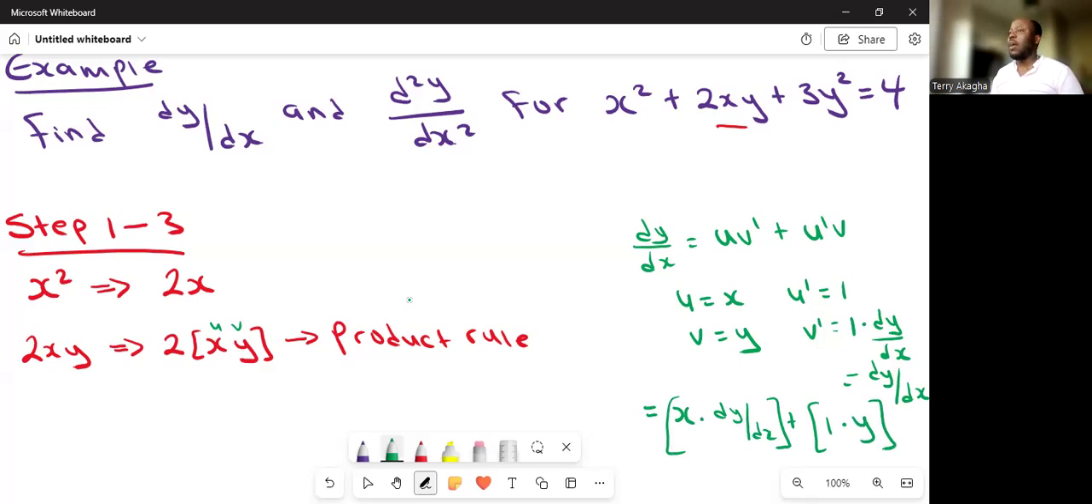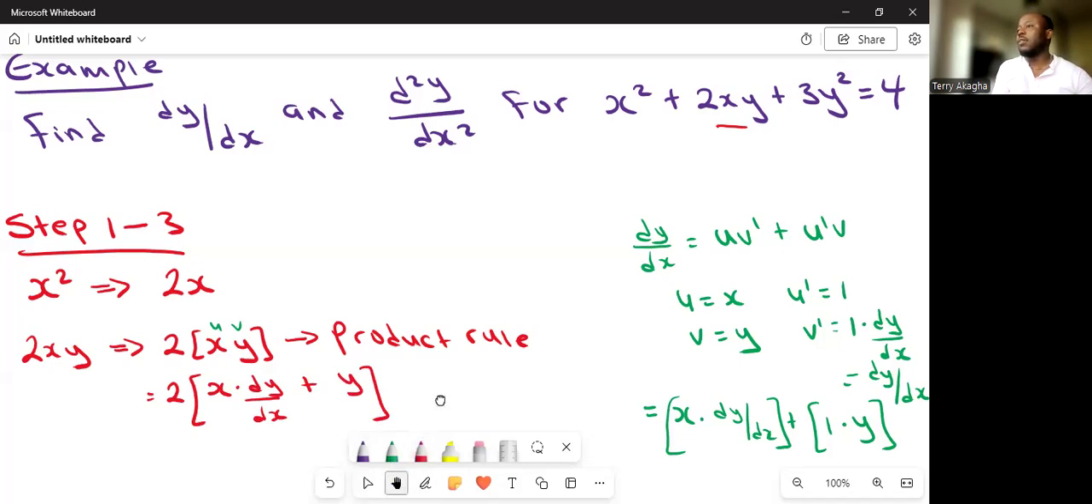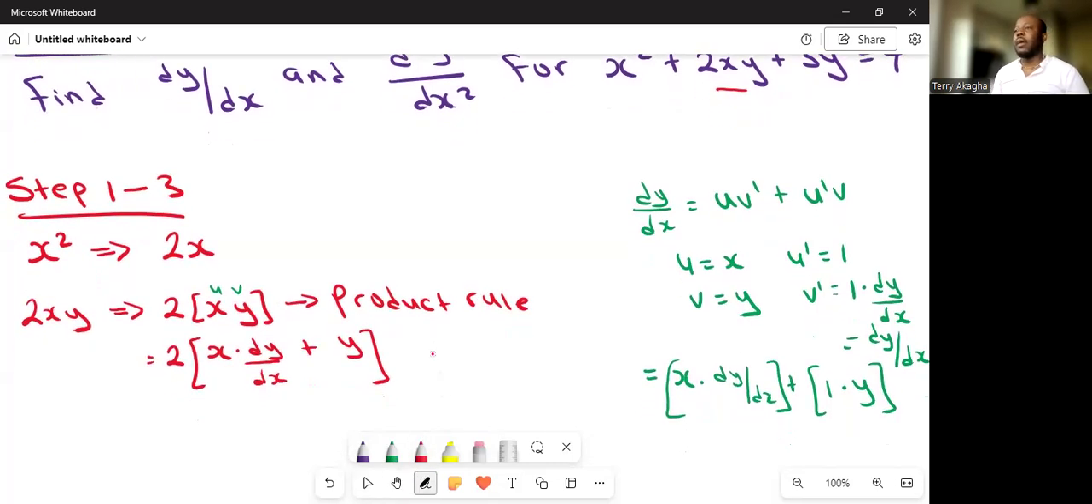So I'm going to take all this and put it in the bracket here. It's going to give me 2 into x dy over dx, plus 1 times y gives us y. Is this making sense? Then the next thing is we open the bracket. 2 times x dy over dx gives us 2x dy over dx, plus 2 times y gives us 2y. All right. Now the next one is what we have here: 3y squared.